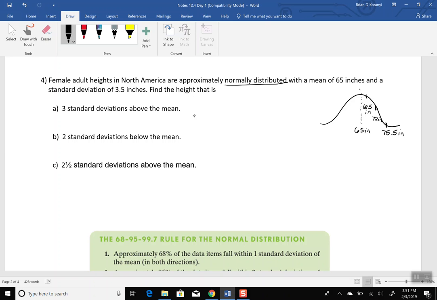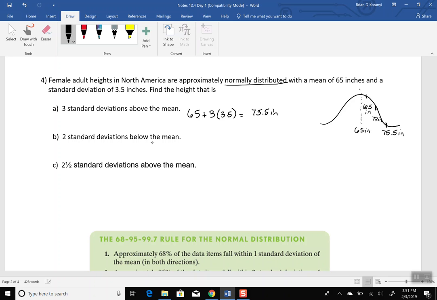Now the shortcut for that is to say, all right, you're starting at the mean, 65 inches, and because you're going above, you're adding to that 3 deviations, and each deviation was valued at 3.5. So 65 plus 3 times 3.5, you're going to end up with 75.5.